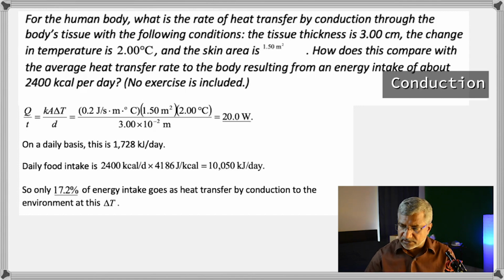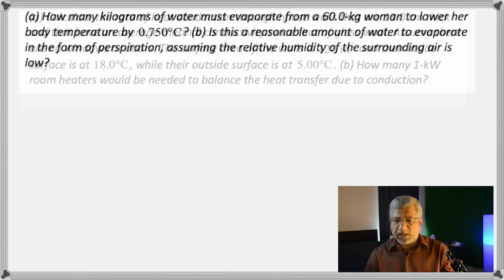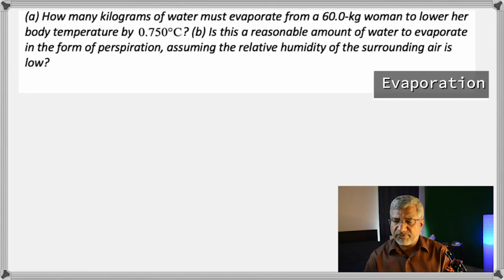So that's 8. Number 9, how many kilograms of water must evaporate from a 60 kilogram woman to lower her body temperature by 0.750 Celsius? This is evaporation, so is this a reasonable amount of water to evaporate in the form of perspiration, sweating, assuming the relative humidity of the surrounding air is low?